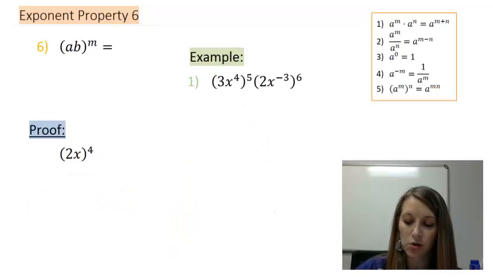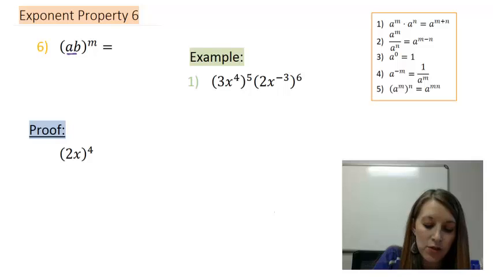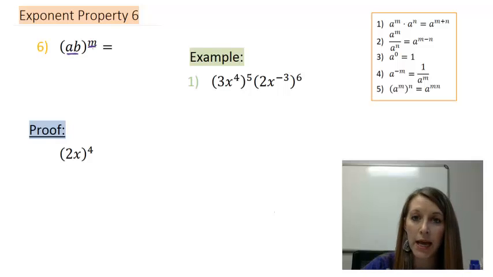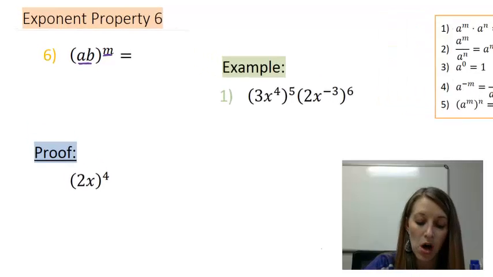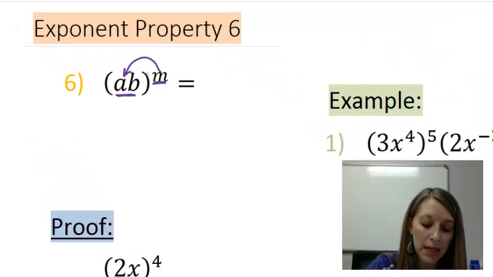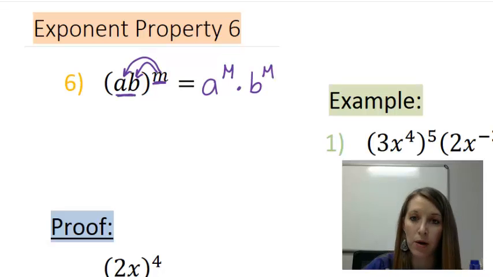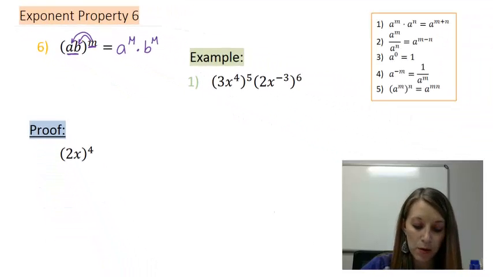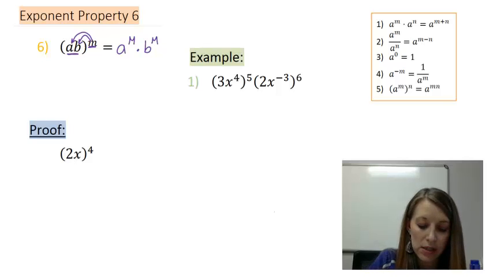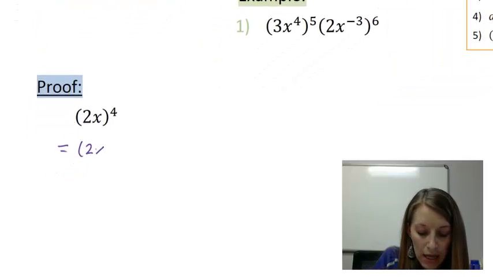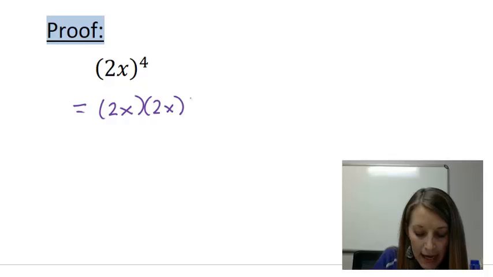So let's move on to property number 6. This one looks very similar to the last one, but in this one, I have 2 bases and 1 exponent. If my bases are multiplied, then I can distribute that exponent, and I can take that a to the mth power times b to the mth power. So let me prove that to you down here. 2x to the 4th. If I write it out longhand, that really means 2x times itself 4 times.